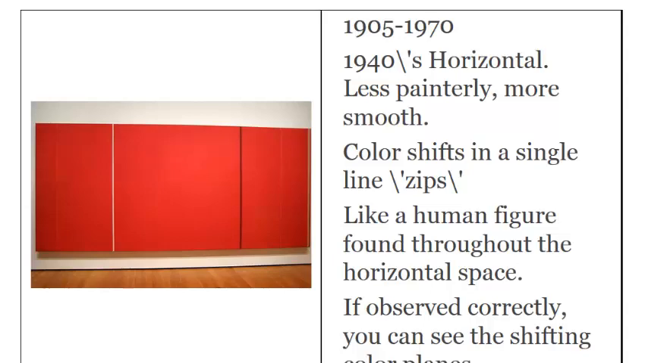Barnett Newman, 1905 to 1970. Horizontal, less painterly, more smooth, color shifts in a single line. Zips, like a human figure, found throughout the horizontal space. If observed correctly, you can see the shifting color planes.